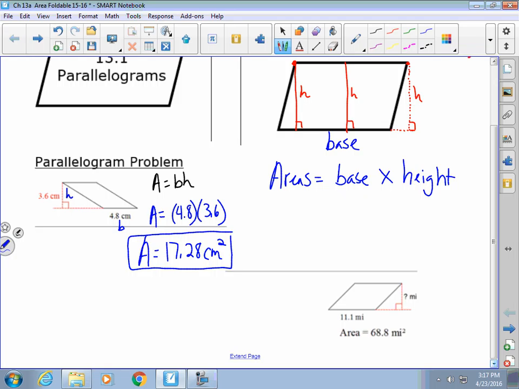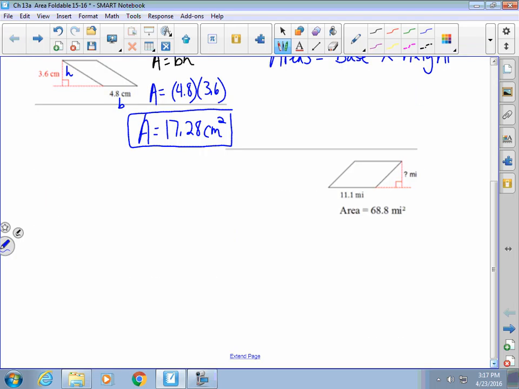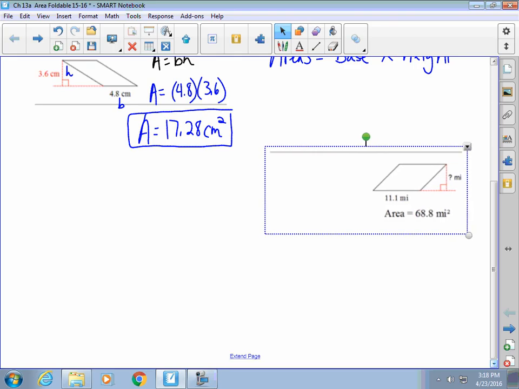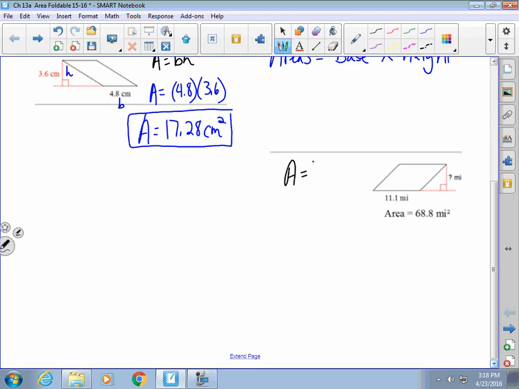So then we did the same thing for the second practice problem. Again, we start off with our formula. Let me move this over just a little bit. Alright, so our formula is A equals BH. We label our parts. I can see now that the 11.1, that's my base. And then there's a question mark, so the height is what I'm trying to find. And then it tells me that the area is 68.8. So I'm going to put the formula underneath because I want you to see that we are taking this value, which is our area, the 68.8, and now we're just going to substitute that in for A.